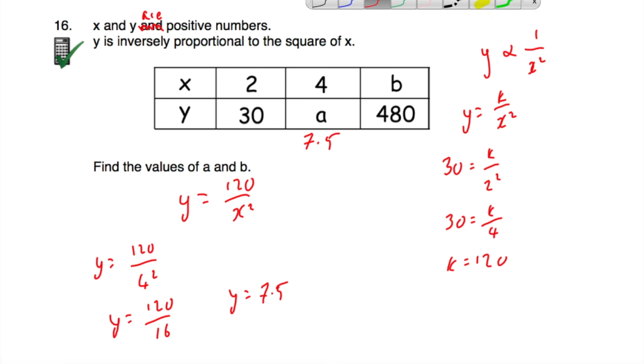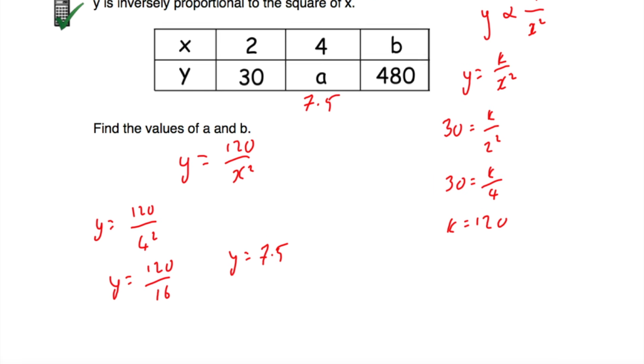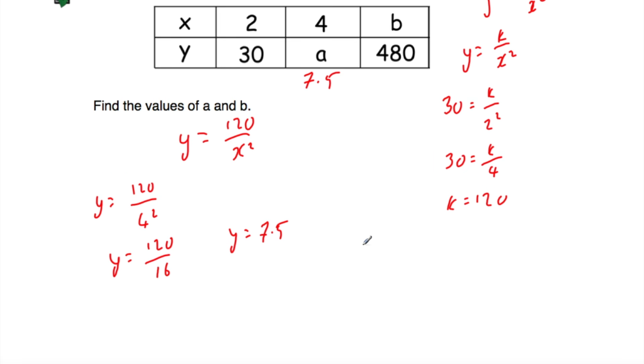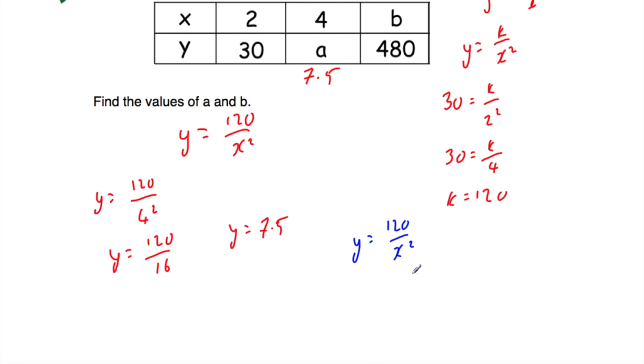Okay, now part B, I'm just going to change color of ink here to blue. Okay, now if we have a look at how we're going to find b, we've got y is equal to 120 divided by x squared, and we want to find the value of x whenever y is equal to 480. So let's substitute both of these into our formula.